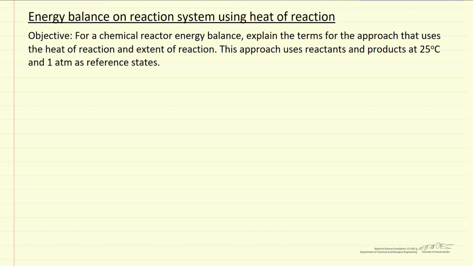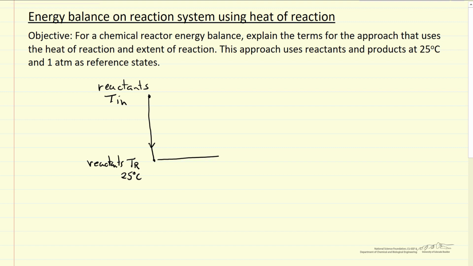A way we can visualize doing the calculation is that we start out with reactants at some inlet temperature, and there could be several reactant streams at different inlet temperatures, but the concept is the same. We're going to think about lowering the temperature to our reference temperature, called T reference, which in this case is 25 degrees C. So we have reactants at 25 degrees C.